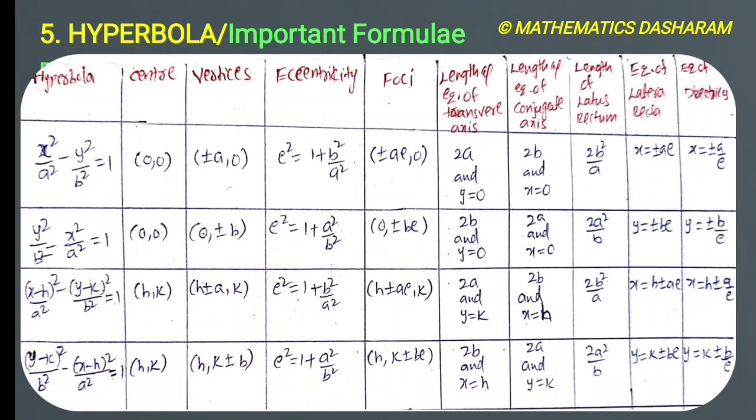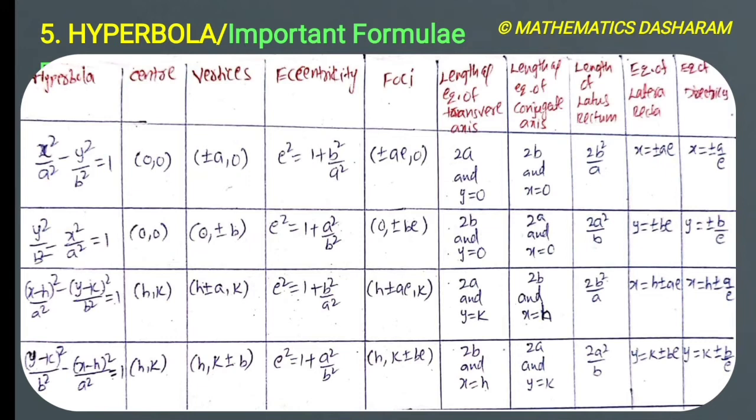First one, x square divided by a square minus y square divided by b square equals 1. In this case the center is 0, 0. Next, vertices plus or minus a, 0. Next, eccentricity e square equals 1 plus b square by a square. Otherwise e equals under root 1 plus b square by a square. So next, foci is plus or minus ae, 0.